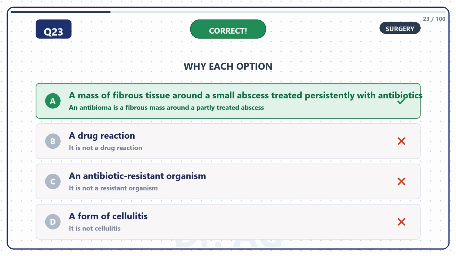And the correct answer is a mass of fibrous tissue around a small abscess treated persistently with antibiotics. An antibioma is a fibrous mass around a partly treated abscess. So, the right answer is option A. A mass of fibrous tissue around a small abscess treated persistently with antibiotics.